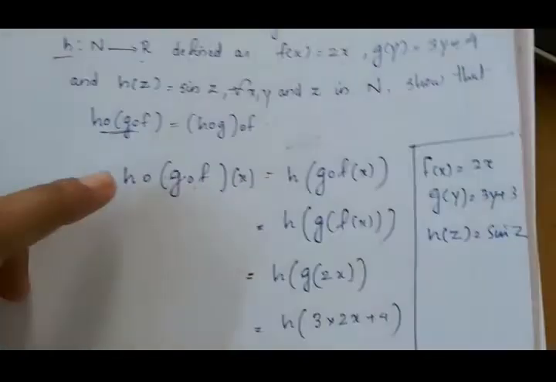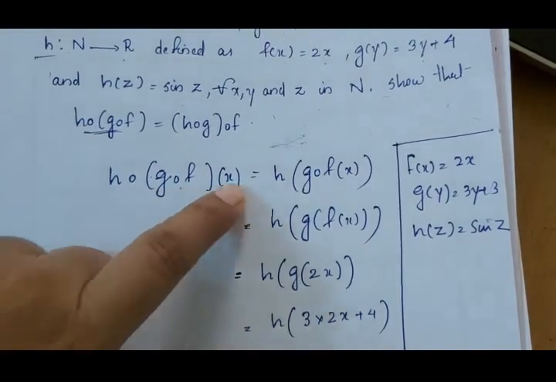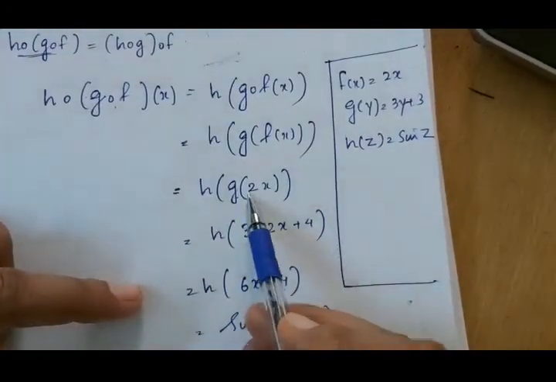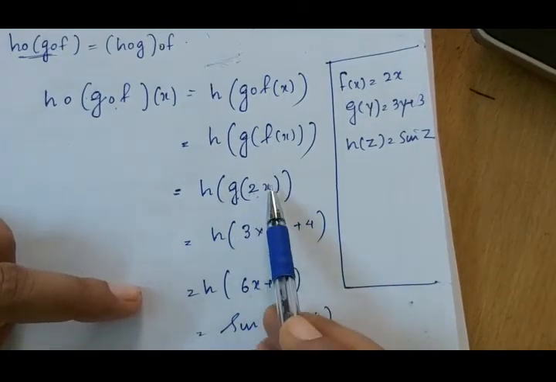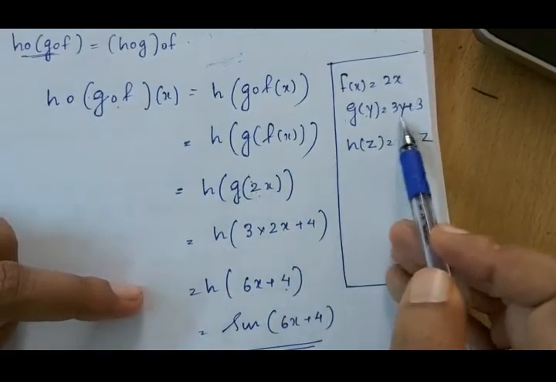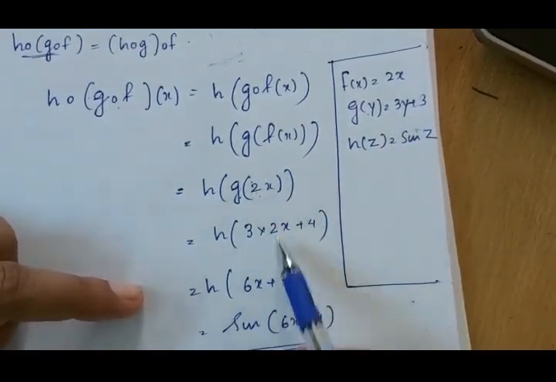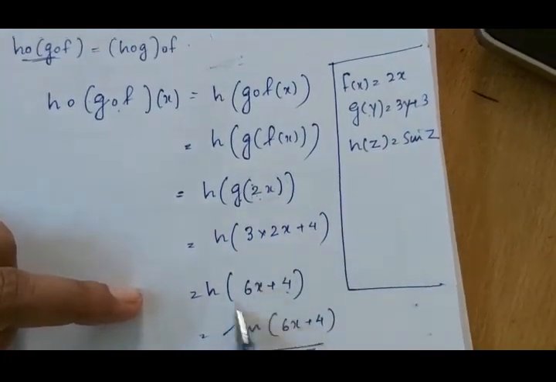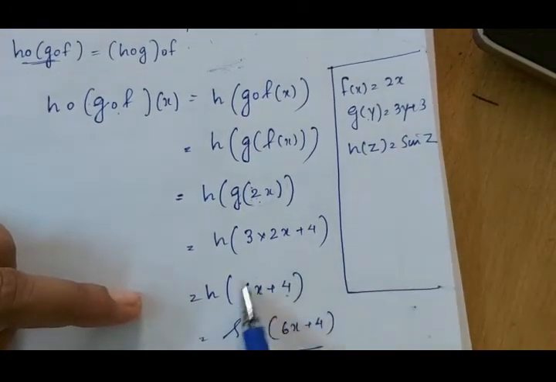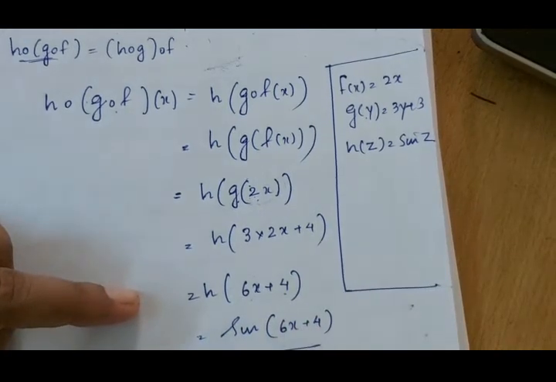Once again, h composition g composition f of x. So we are removing the composition functions using brackets. And finally we get f of x as 2x, substituting the value of y in this g of y as 2x. So we get this. And finally we get h of 6x plus 4. So we have to substitute z using 6x plus 4. So sin of 6x plus 4.